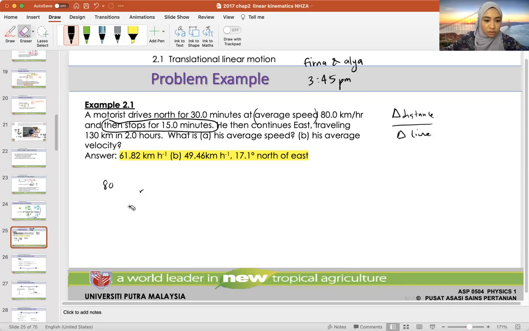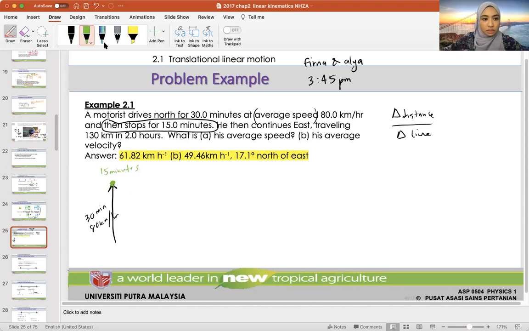So how should we actually do it? Okay, let's do it. The motorist drives north for 30 minutes. At first he moves toward the north. This was for 30 minutes at an average speed of 80 km per hour. Let's write that first. And then stops. Here he stops for 15 minutes.